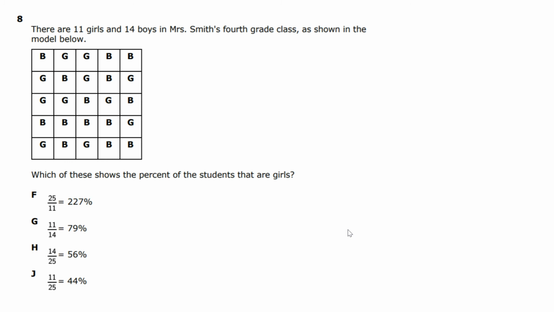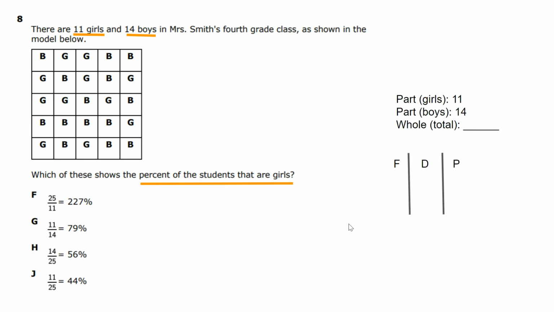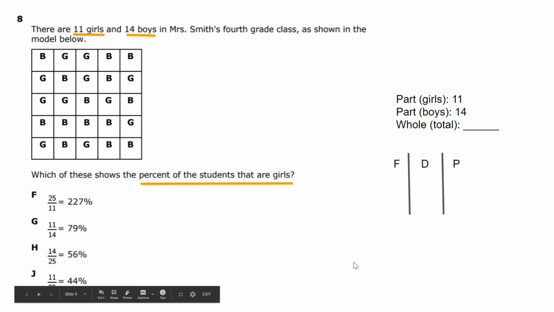Number 8. There are 11 girls and 14 boys in Mrs. Smith's 4th grade class, as shown in the model below. The B represents boys, the G represents girls. Which of these shows the percent of students that are girls? 11 girls, 14 boys, percent of students that are girls. Part girls, 11. Part boys, 14. The whole. Use a fraction decimal percent chart to find the equivalent conversions for this number.